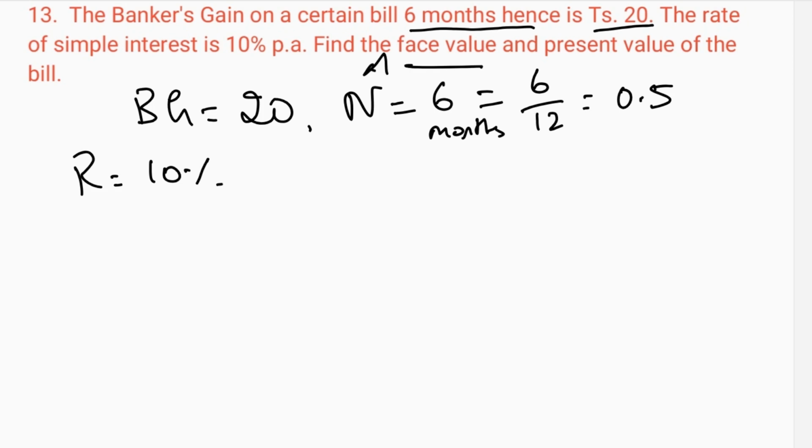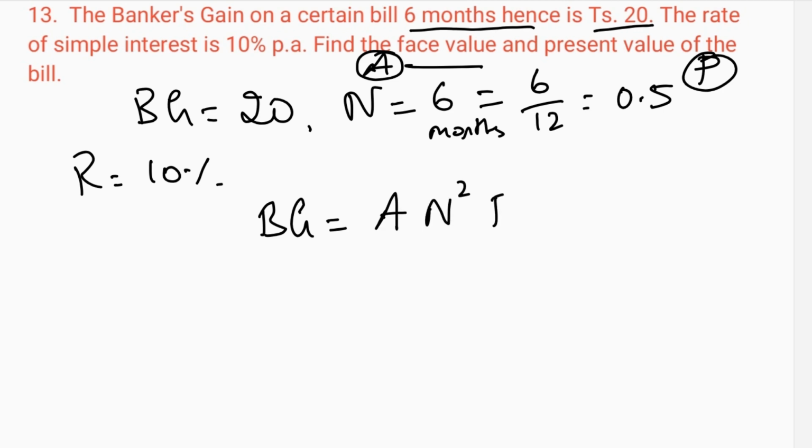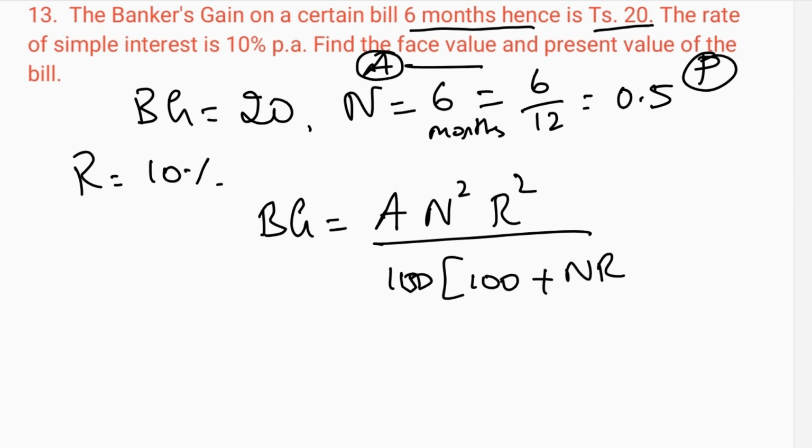You have to find A and present value P. To find A, the same formula, you will use this formula: BG equals A into n square R square divided by 100 into 100 plus n into R. If you substitute all these values, BG 20 and all these things, I will just directly solve the A value, then I will show you how to find the P value.